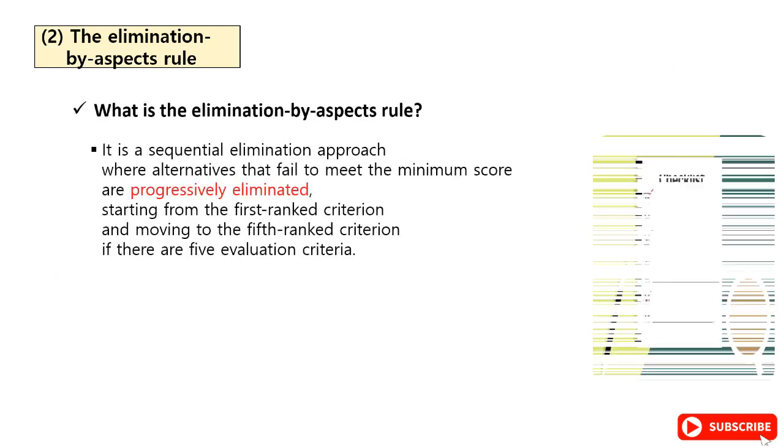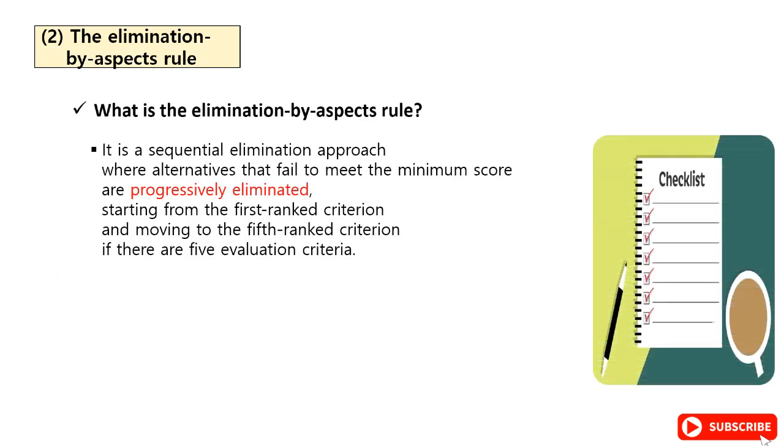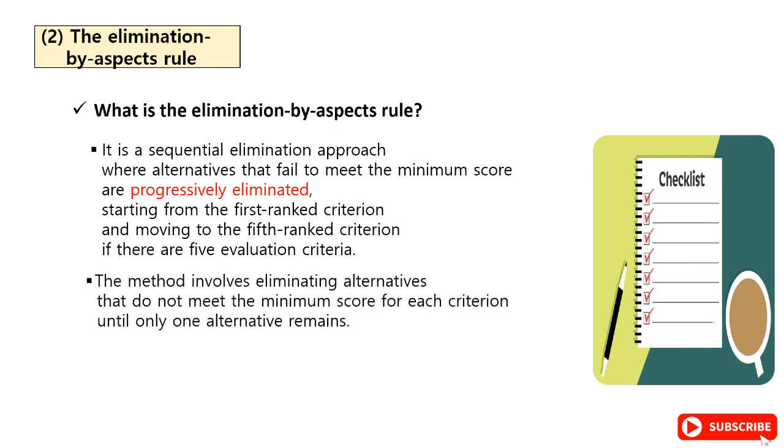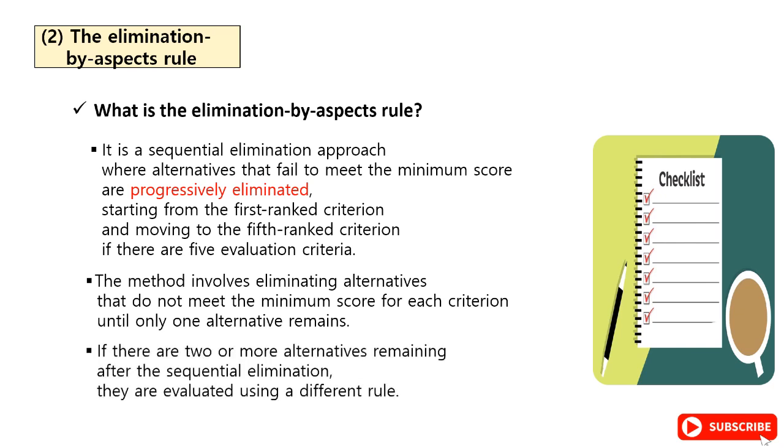The elimination by aspects rule is a sequential elimination approach where alternatives that fail to meet the minimum score are progressively eliminated, starting from the first-ranked criterion and moving to the fifth-ranked criterion if there are 5 evaluation criteria. The method involves eliminating alternatives that do not meet the minimum score for each criterion until only one alternative remains. If there are two or more alternatives remaining after the sequential elimination, they are evaluated using a different rule.